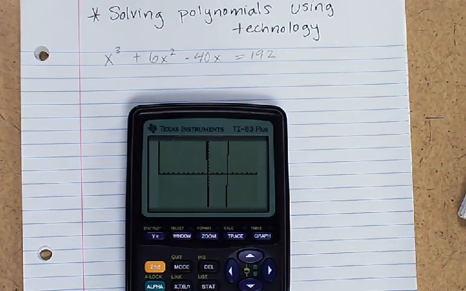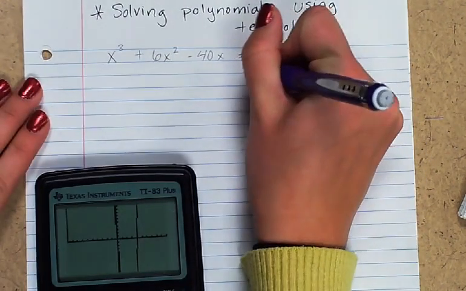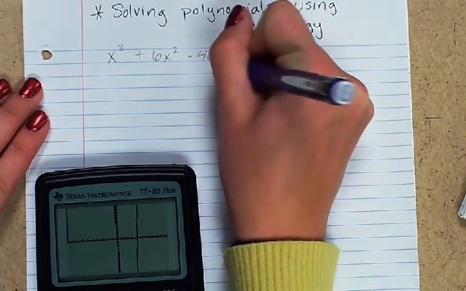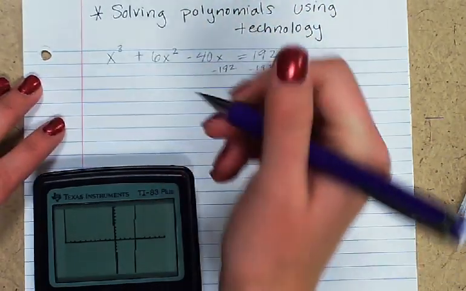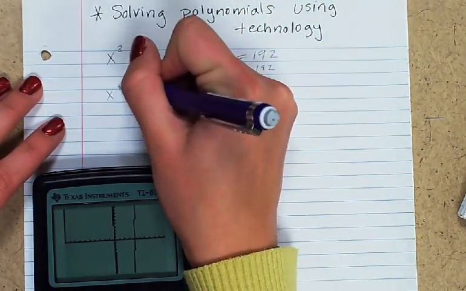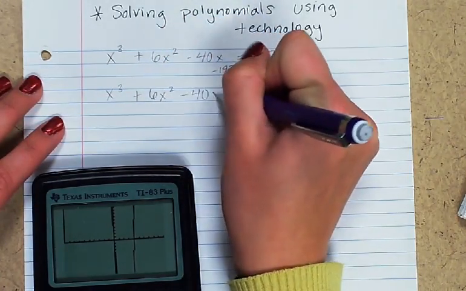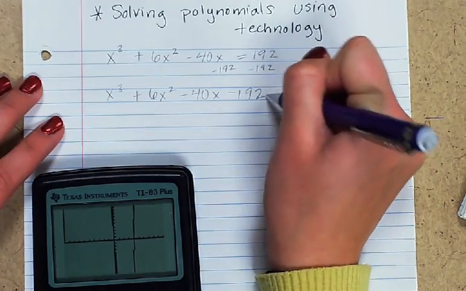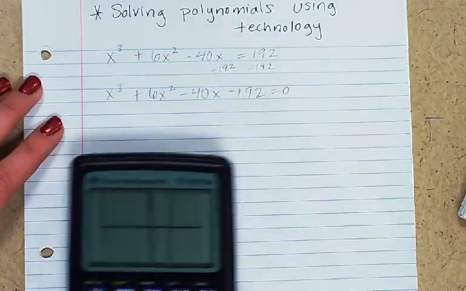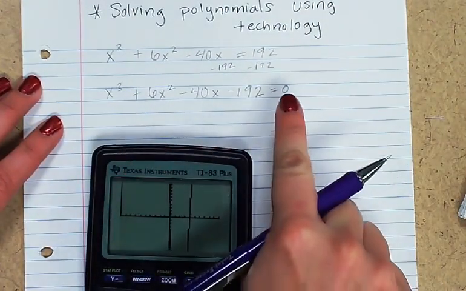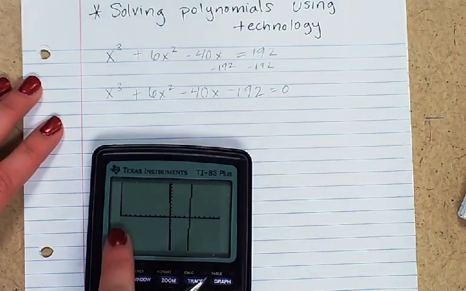What I think is actually easier to solve these is I would subtract 192 from both sides so that your equation equals 0. Because then we're trying to find where this equation equals 0. And where it equals 0 is where it goes across the x-axis.